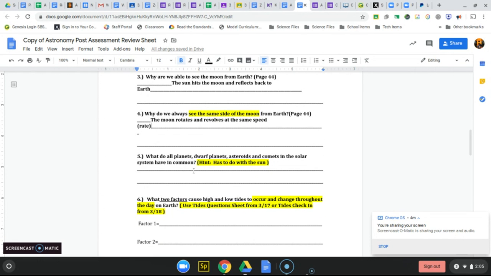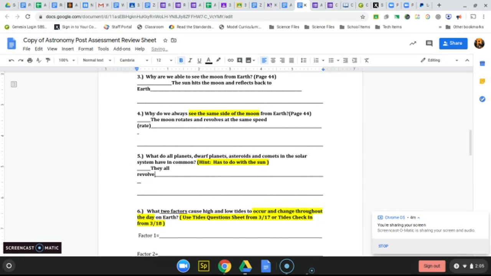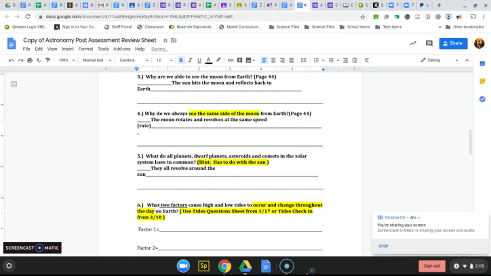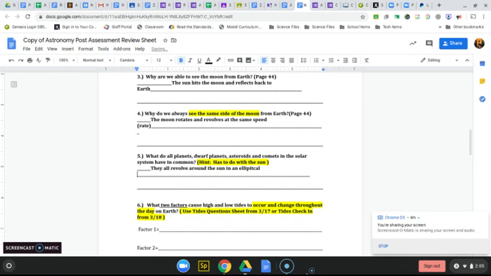What do all planets, dwarf planets, asteroids, and comets have in common? Well, there's a bunch of stuff they have in common, but the most important one here is they all revolve around the sun in an elliptical orbit. So they all don't take the same amount of time, but they all do revolve around the sun in a certain amount of time.